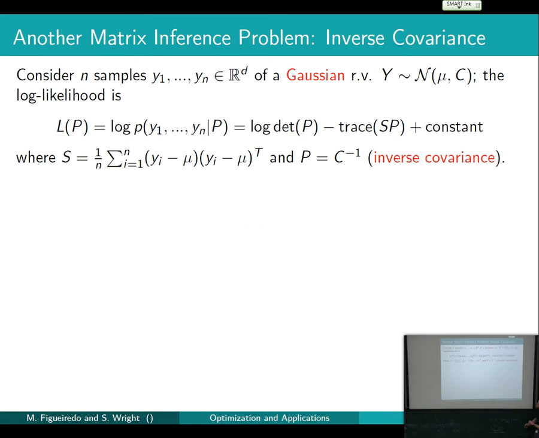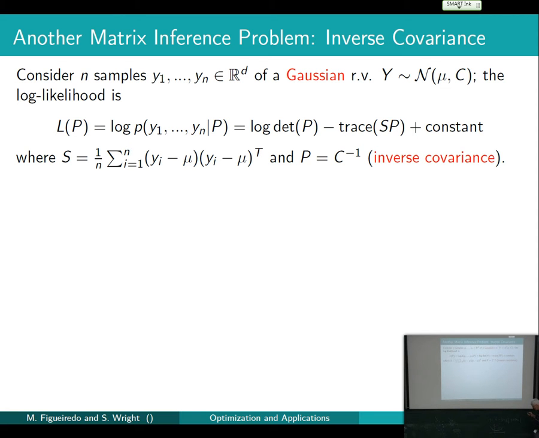Here's another interesting inference problem that you can do with matrices. That's quite a popular one. Suppose we're given n samples of a Gaussian random variable, all drawn from the same normal distribution with a given mean mu and covariance matrix C. We're given these n samples, so we can form a sample covariance from this using the usual expression.